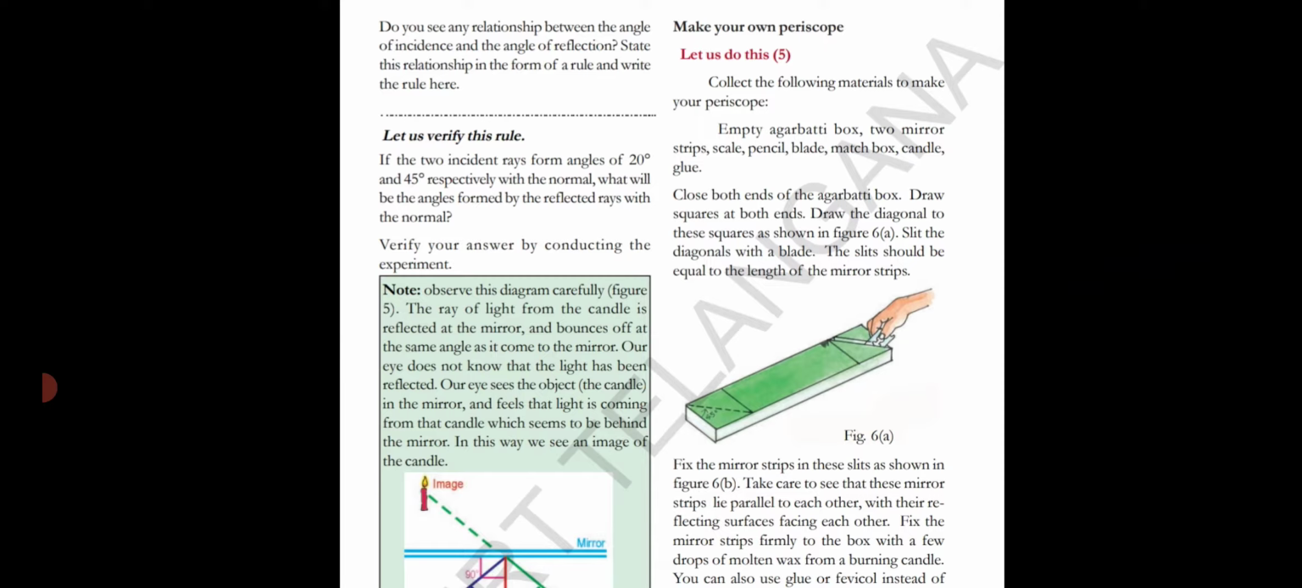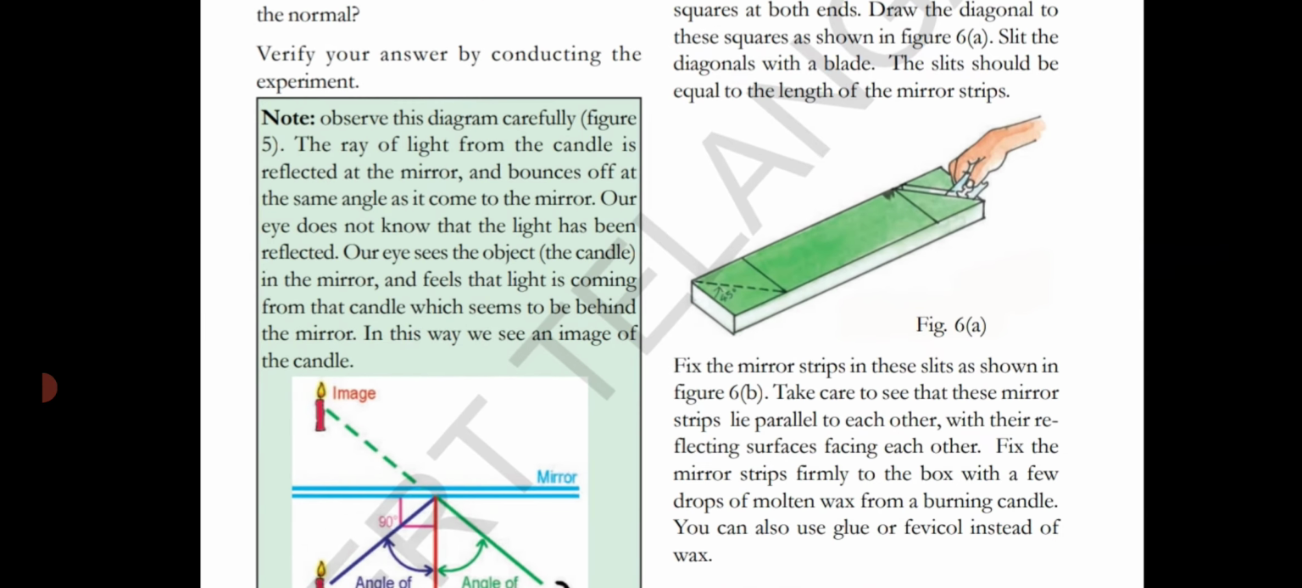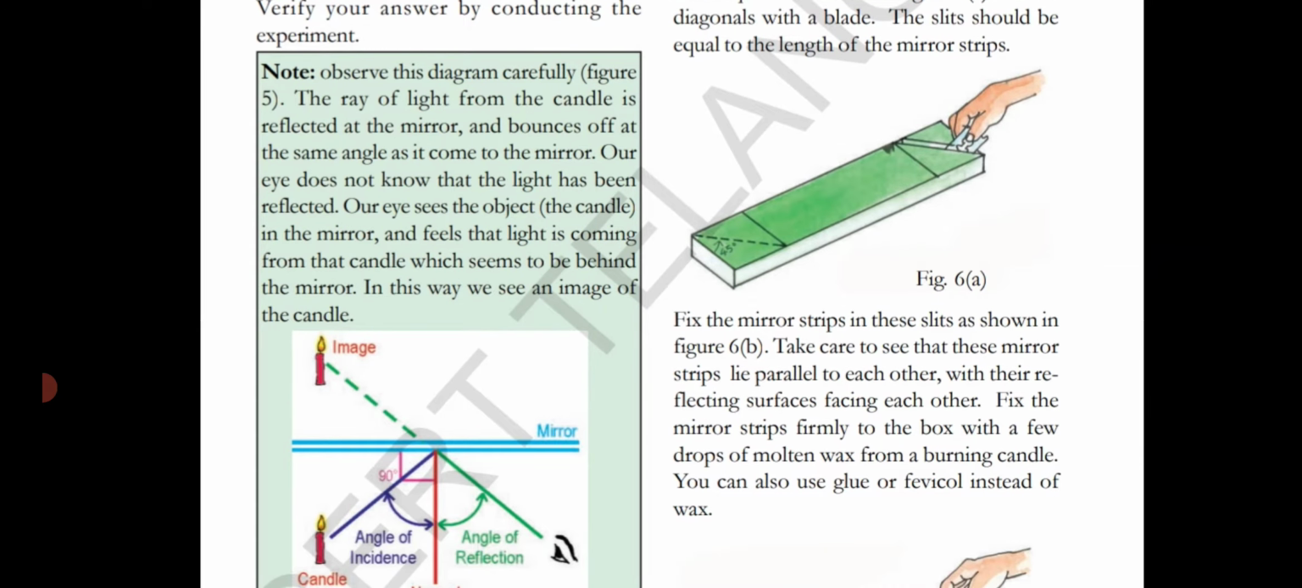Let us verify. If the two incidence rays form angles of 20 degrees and 45 degrees respectively with the normal, what will be the angles formed by the reflected rays with the normal? When we add the angle of incidence and angle of reflection, it will be 180 degrees. So we could verify your answer by conducting an experiment here. Observe the diagram carefully.